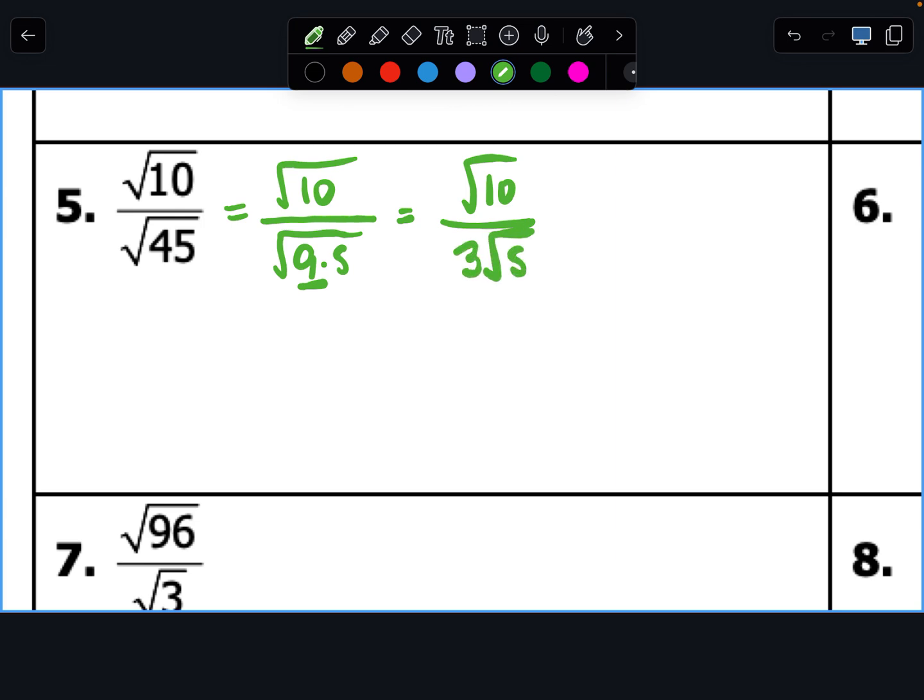Okay, should I leave my answer like this? The quotient rule says that I can take a fraction that's under a radical and split it apart into 2. Well, I can probably go the reverse direction too, right? I have root 10 over root 5. I can divide those two things, okay? So I'm going to divide my radicals. What do I end up with on top? Root 2 over 3. Okay, so just like we can multiply under radicals, we can also divide under radicals. So I have root 2 over 3.